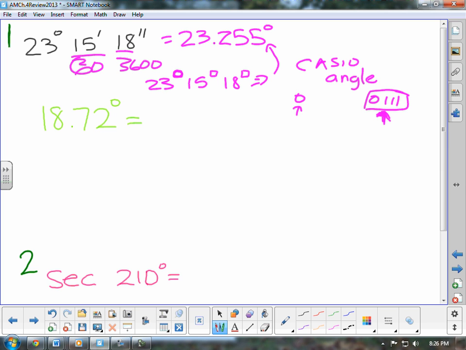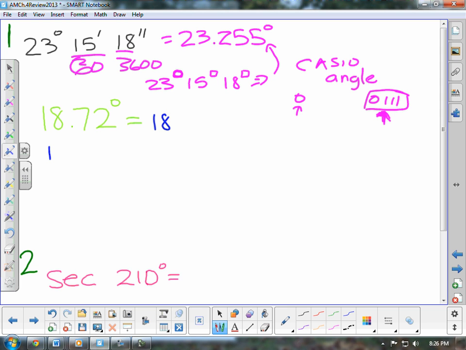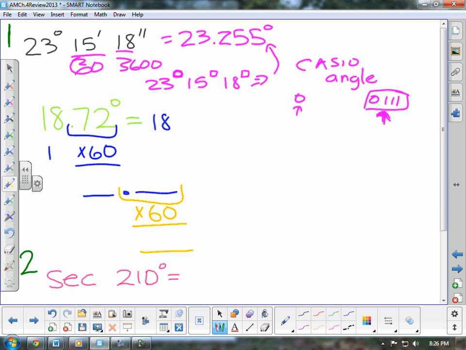Now then, converting back the other way, if you want to do it the math way, you know it's 18 degrees. You take the decimal part of it and multiply it by 60, get an answer, and then again you take the decimal part of it and multiply it by 60 again, and this would be your seconds, this would be the minutes.